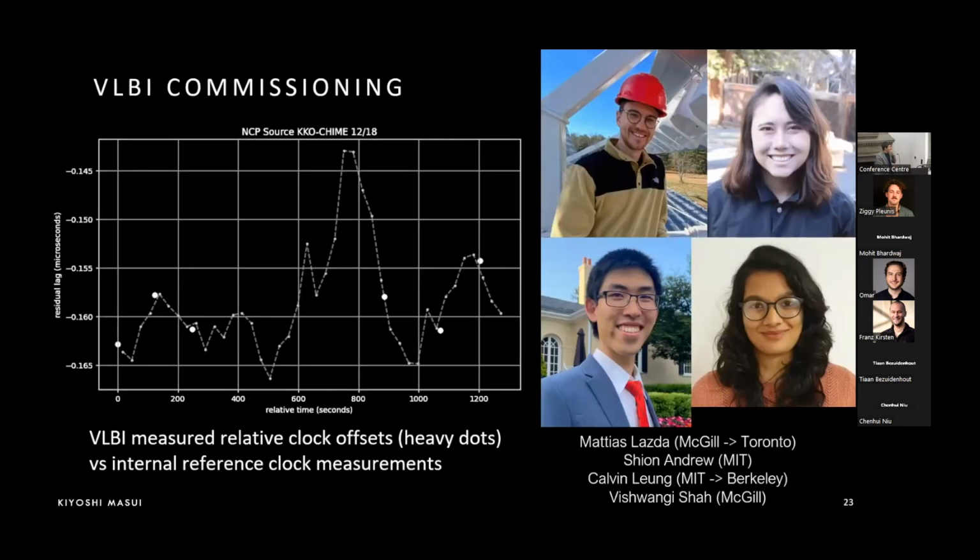Okay, and to show that we are also doing actual analysis, this is just commissioning data. There's nothing hugely insightful, except for the fact that we are using the sky, those are the bigger, bolder dots, to measure clock offsets between the two clocks at KKO and at CHIME. And those measurements agree with our internal measurements of what we think the clock is doing to very high precision.